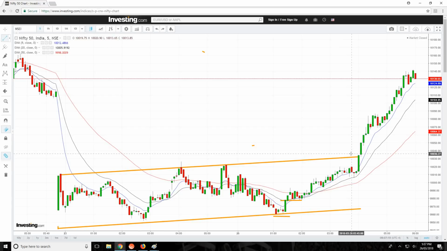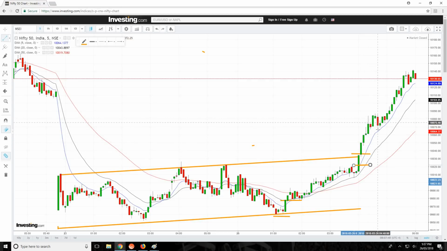So we could have clearly entered on the break of the channel here. This is our channel, sort of like a rising channel. So we could have entered right on the breakout of the channel here. We could have put our stop loss maybe somewhere just below the channel, in case price comes down and maybe it's a breakout failure. Maybe a 10-15 point stop, and see how Nifty moved.